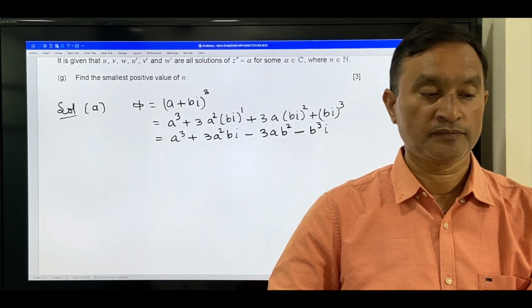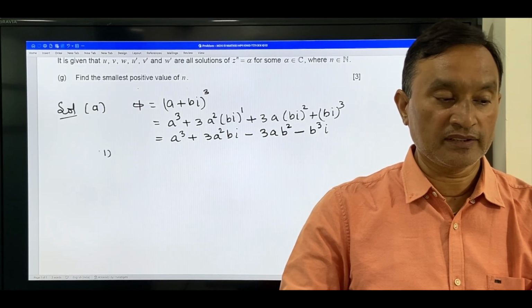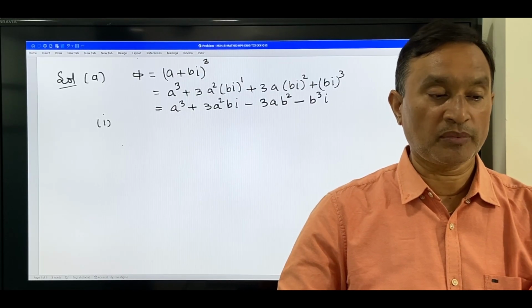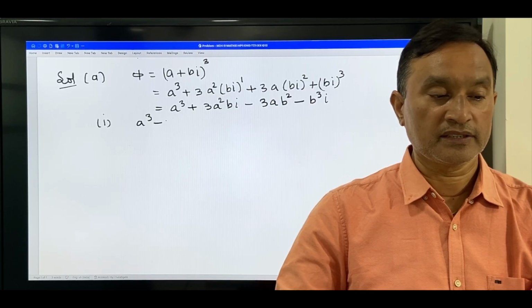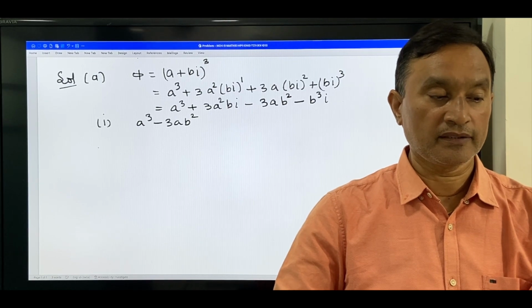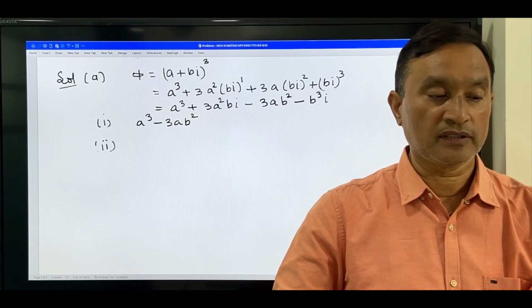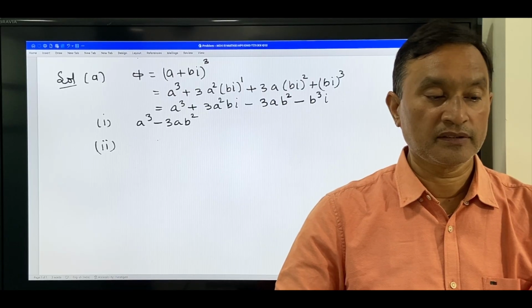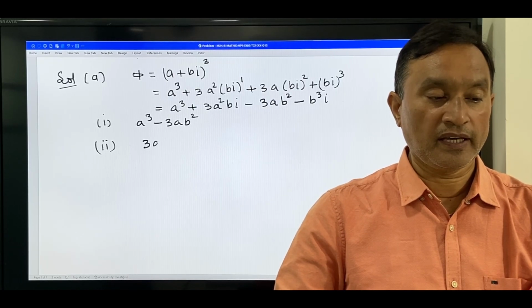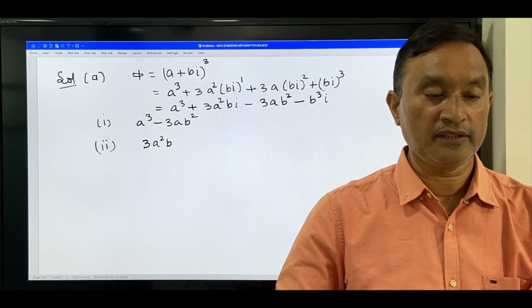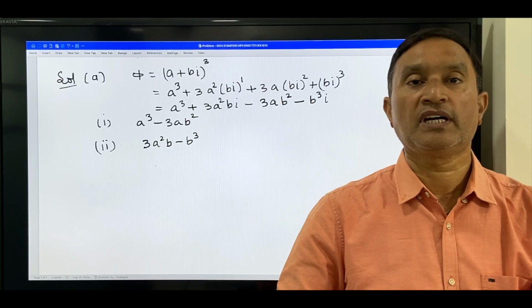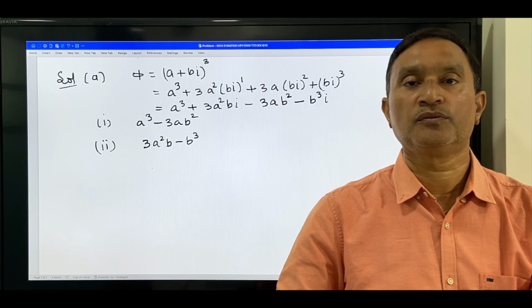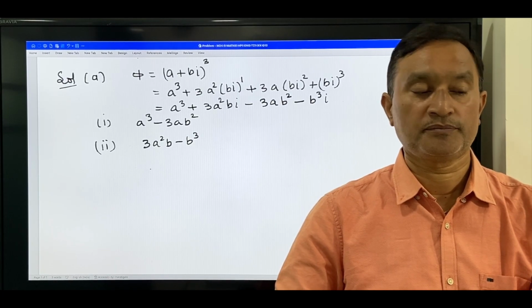cube i. So in A part 1 we are looking for the real part. The real part would be a cube minus 3ab square, and in part 2 the imaginary part would be 3a square b minus b cube. So this is the answer of A part 1 and part 2. Now we will proceed to B part.